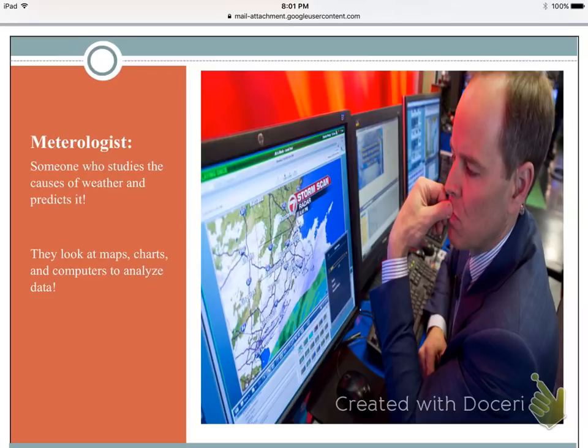So let's start talking about meteorology. A person who studies the causes of weather and tries to predict it is called a meteorologist. They're going to use multiple forms of technology. They're going to look at maps. They're going to look at charts. They're going to have computer programs to analyze all this data that's being sent back to them from satellites and weather balloons. And based on trends and patterns, they predict the next couple of days' worth of weather.